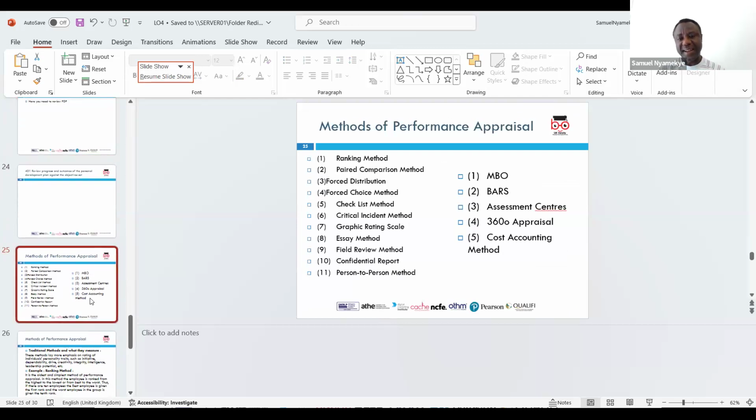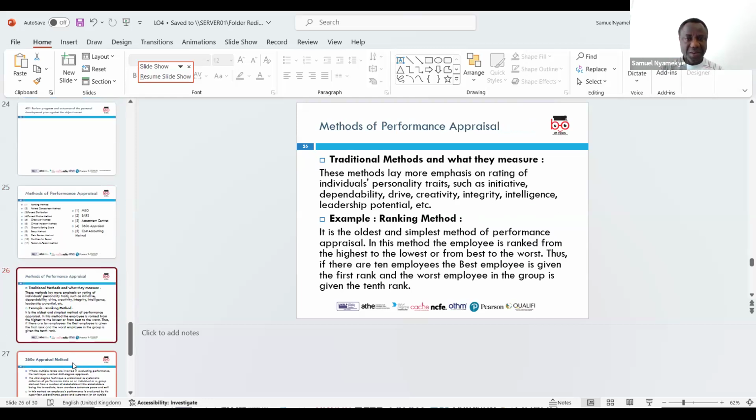So we are saying that these performance appraisals are very important. We've looked at the benefits, the objectives, and the limitations. There are several appraisal tools out there that you can use, plenty of them. So you can look at them later, management by objectives and all that. You can have a look at them.